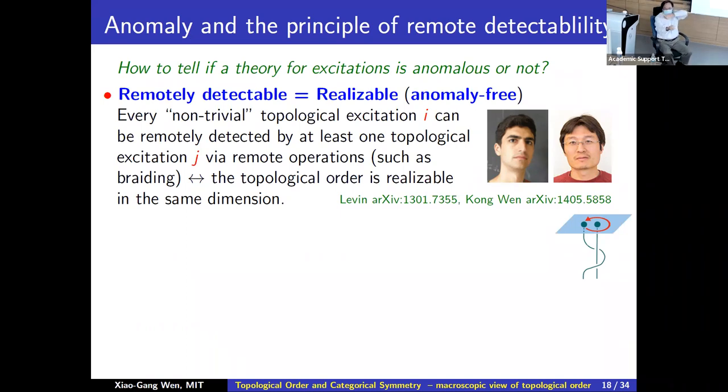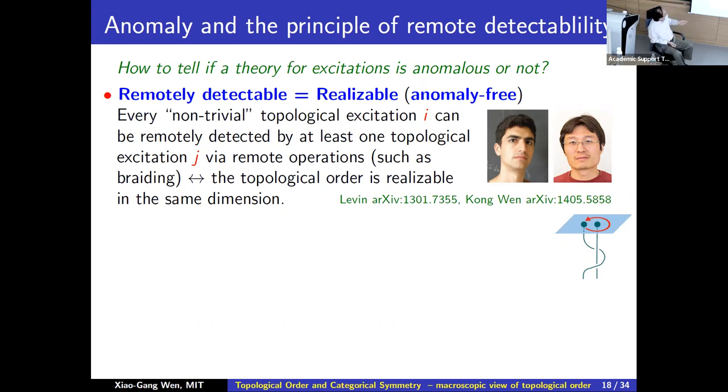Then you braid around the first particle, you see the phase. This mutual statistic is like a remote detector, detecting the magnetic flux of vorticity, and this is a topological soliton, which has non-trivial structure at infinity. But in one dimension, we cannot do braiding. There's no room to do braiding. Therefore, this topological order in one dimension is not detectable remotely. There's no such remote detector.